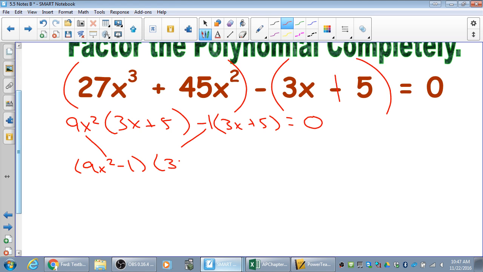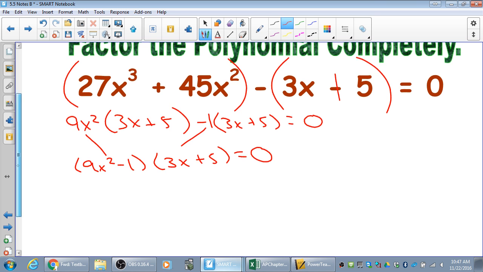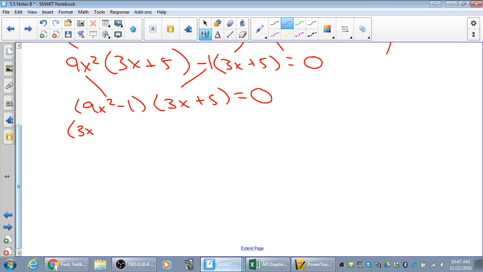These two come back together. They make 3x plus 5. I can keep factoring. 3x minus 1, 3x plus 1. That's the difference of two perfect squares. Everything in that is a perfect square. 9, that's 3 squared. X squared is x squared. 1 is 1 squared. They're all perfect squares, and it's minus. 3x plus 5, there we go.